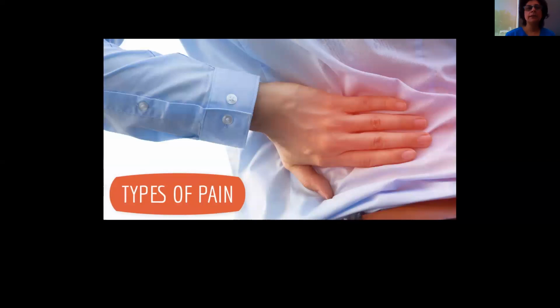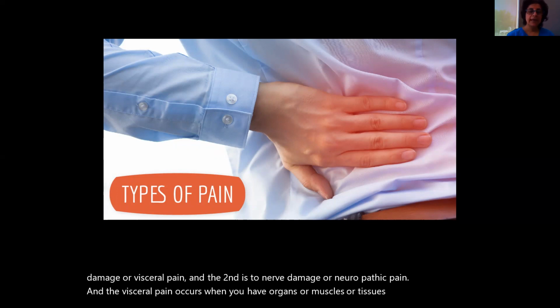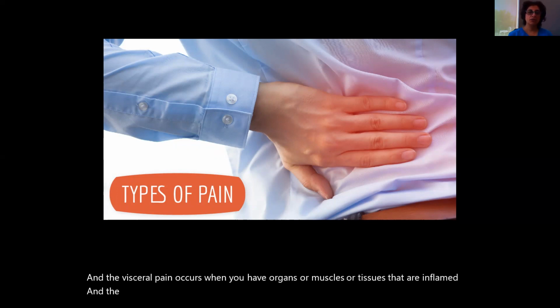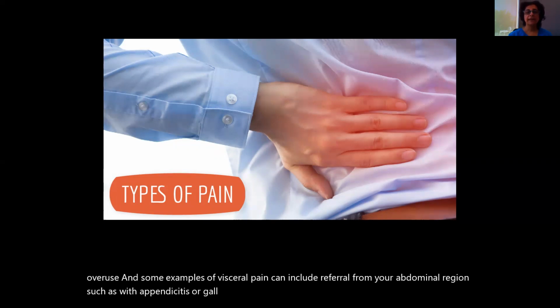There are two main categories of pain. The first is pain caused from tissue damage, or visceral pain, and the second is due to nerve damage, or neuropathic pain. Visceral pain occurs when you have organs or muscles or tissues that are inflamed, and there's damage to the actual tissues from an injury or perhaps from overuse. Some examples of visceral pain include referral from your abdominal region, such as with appendicitis or gallstones, chronic chest pain, diverticulitis, and pelvic pain.